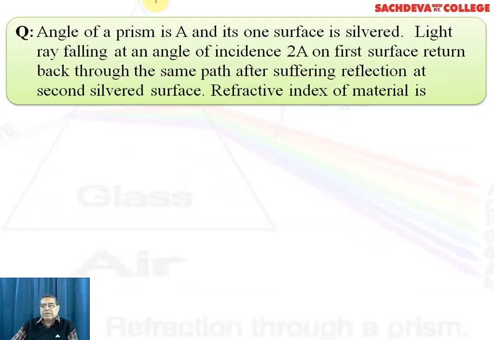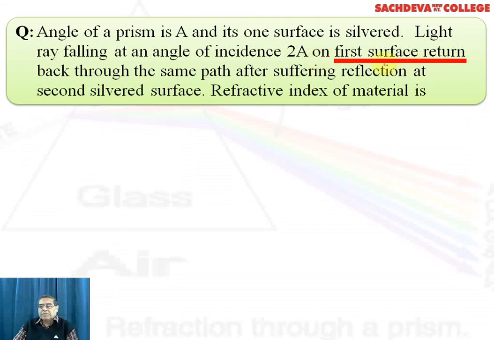Now we come towards another question. The angle of prism is A and one of its surfaces is silvered. Obviously the light cannot pass through that surface. So a light ray falls at an angle of incidence 2A. So the angle of incidence is double the angle of the prism, and the angle of the prism is represented by A.